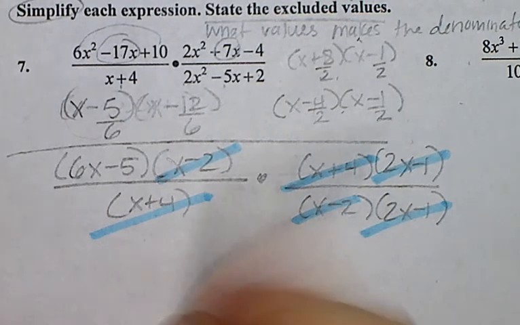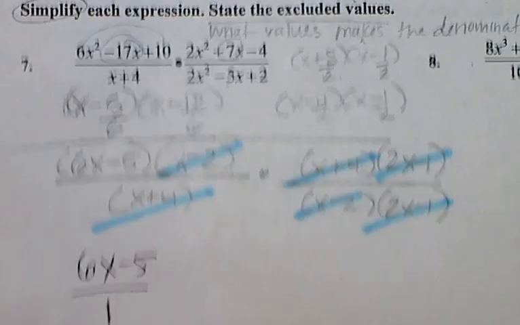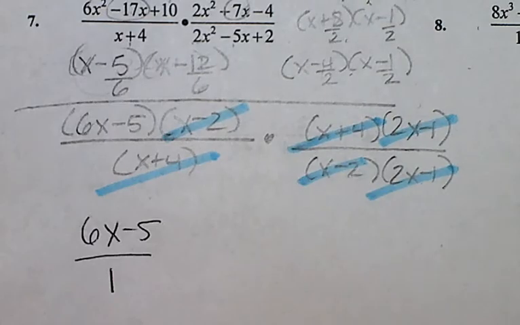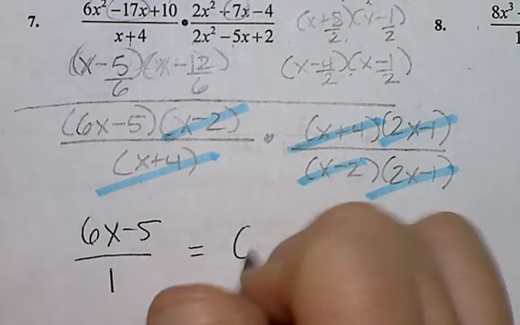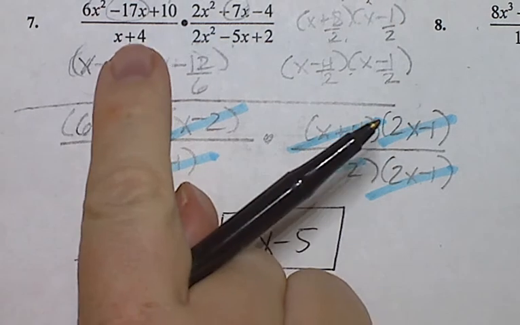So really, on top, I have a 6x minus 5, and on the bottom, I have a 1. But dividing by 1, does that do anything for us? Does it change any value when you divide by 1? So this simplifies into 6x minus 5. That is the simplified form of this expression.